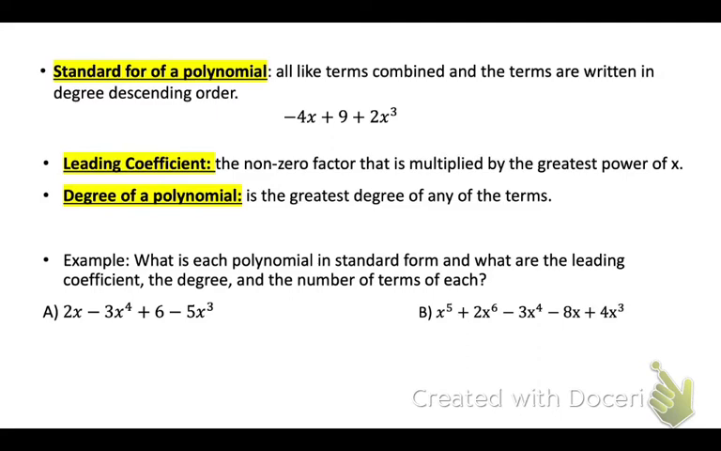Is this what I have in standard form? No. It should be 2x cubed minus 4x plus 9. Now I'm going to tell you it is never going to kill you to put these in the right order, whether you have to or not.